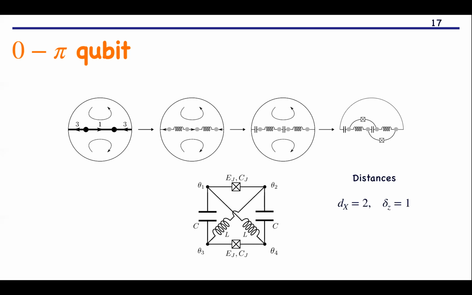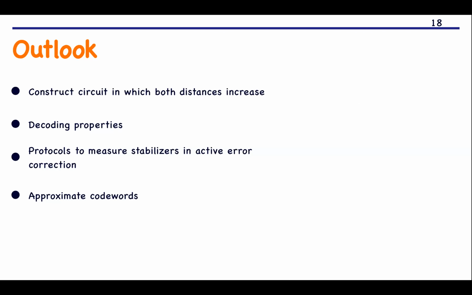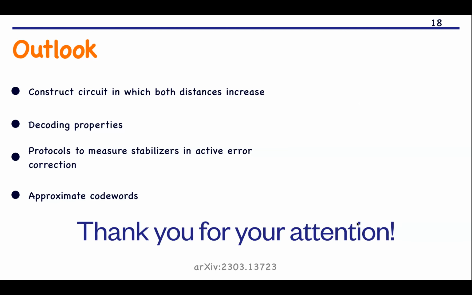Here I'll be quite short. The 0-pi qubit can also be viewed in this way, but now as a rather trivial tessellation of the real projective plane. To see it is a bit more involved, so maybe I will not go too much into details. I conclude with an outlook of future directions, and I thank you for your attention.